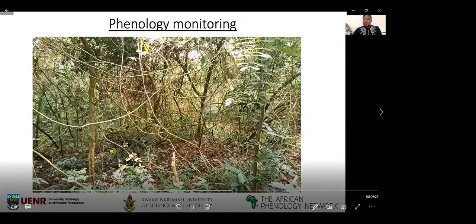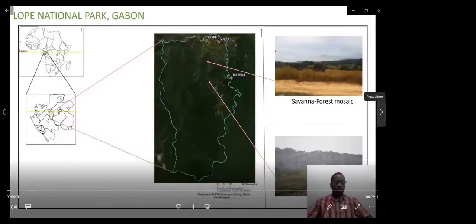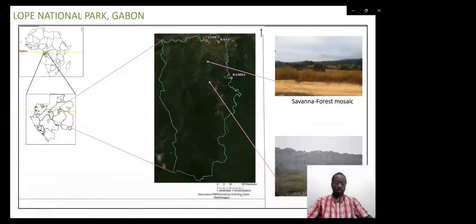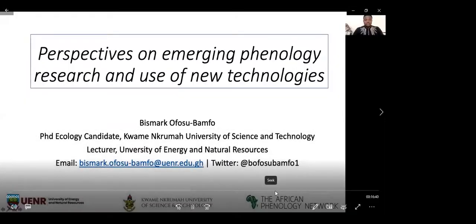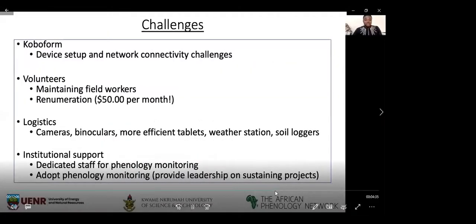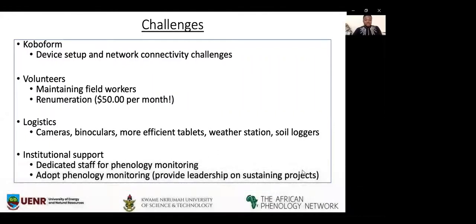So here is a video illustration of Lupe National Park, one of the 30. And so this is June 2021. We are about a year now. We started the plot in July 2020. And so this is June 2021. We are about a year old at the Bobri site.